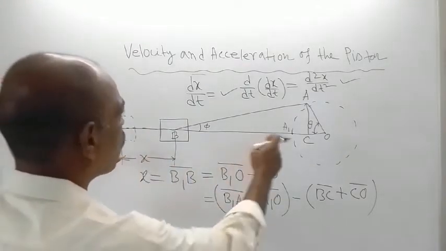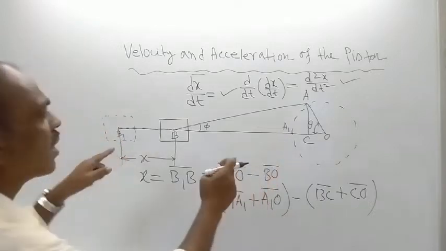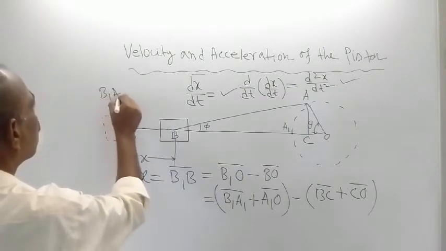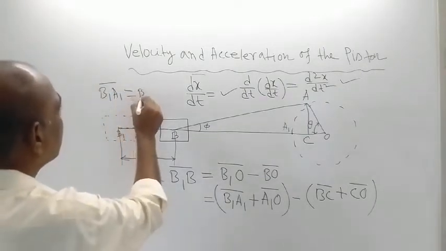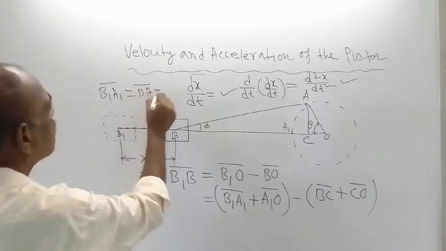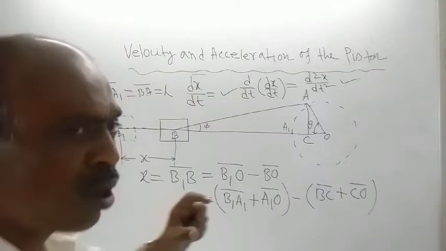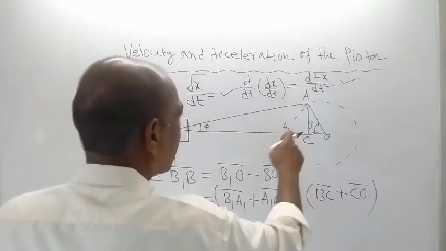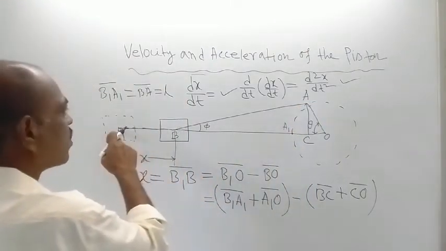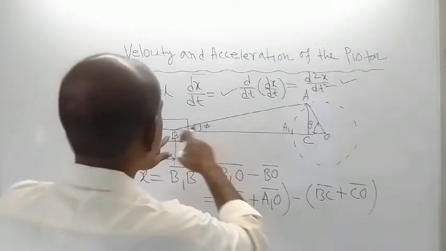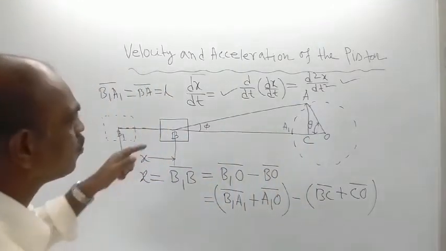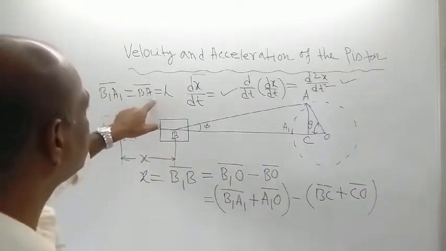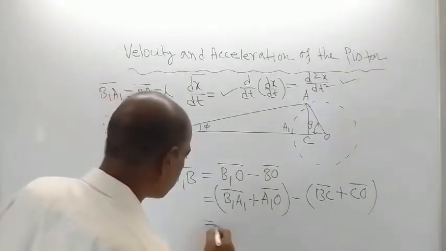Now you see, B1A1 is there. This is the length of the connecting rod, that is BA. B1A1 is equal to BA, which is equal to L. The length of the connecting rod is denoted by L, because when the point A was at this point, B was at this B1. In that case, this BA is equal to B1A1. So B1A1 is equal to BA is equal to L. So you do the same thing here, L.